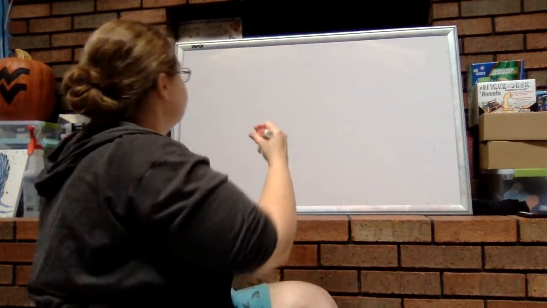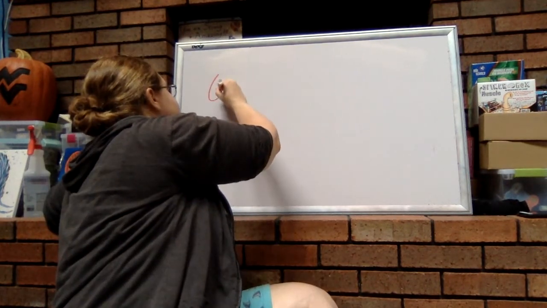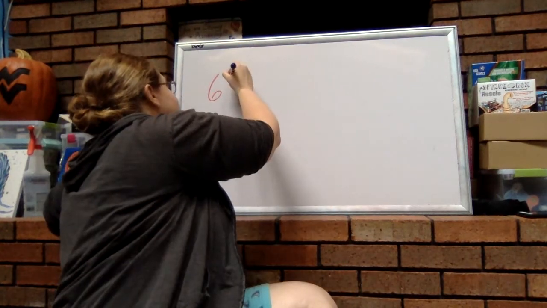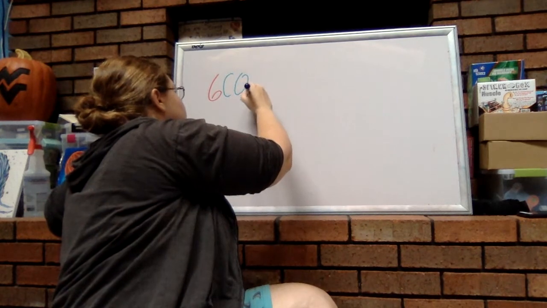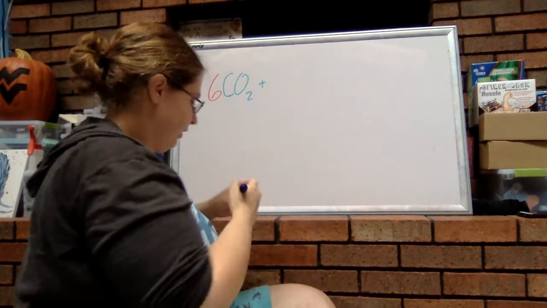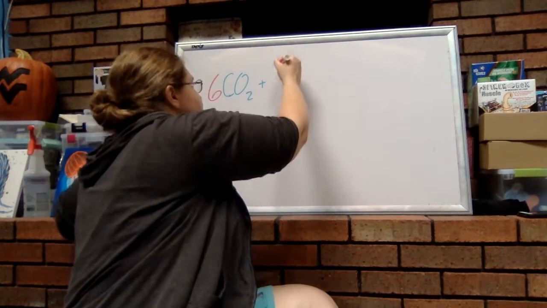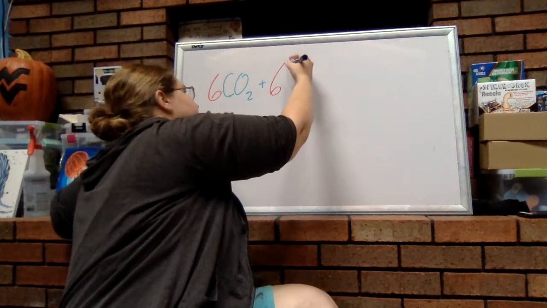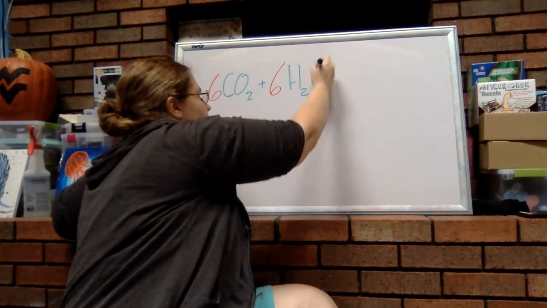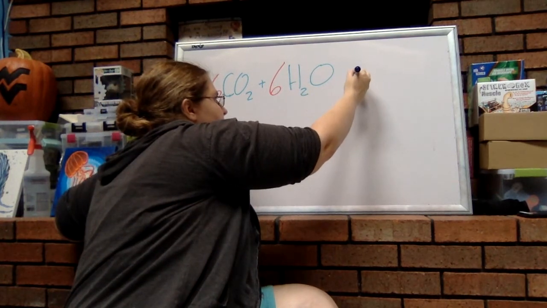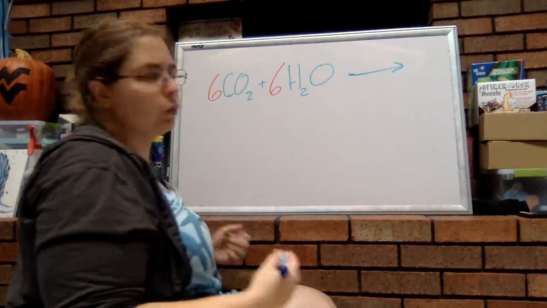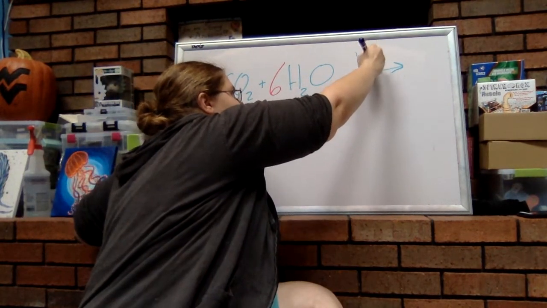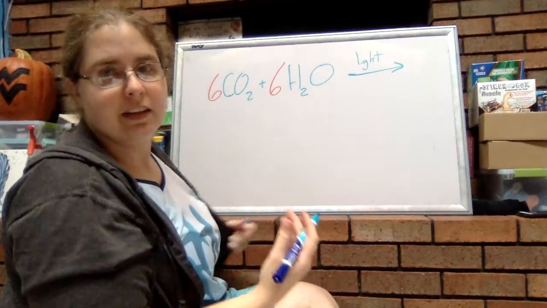So we have 6 carbon dioxide plus 6 water molecules in the presence of sunlight, because that's our energy. That's what's going to provide the catalyst to begin the reaction.